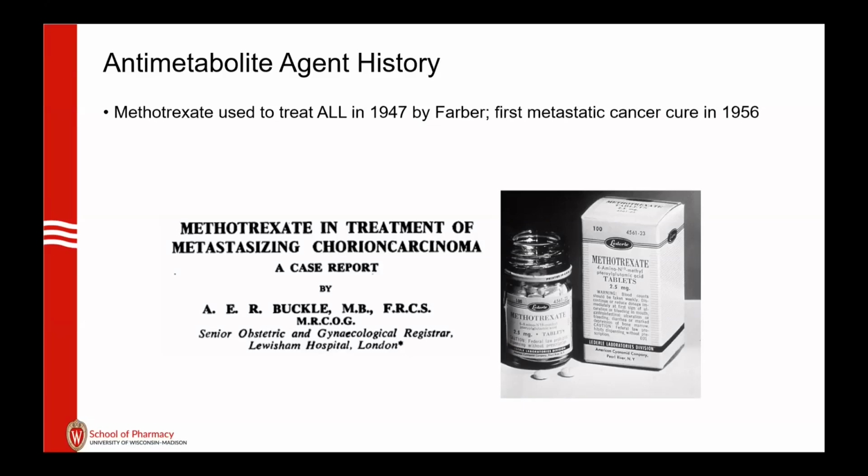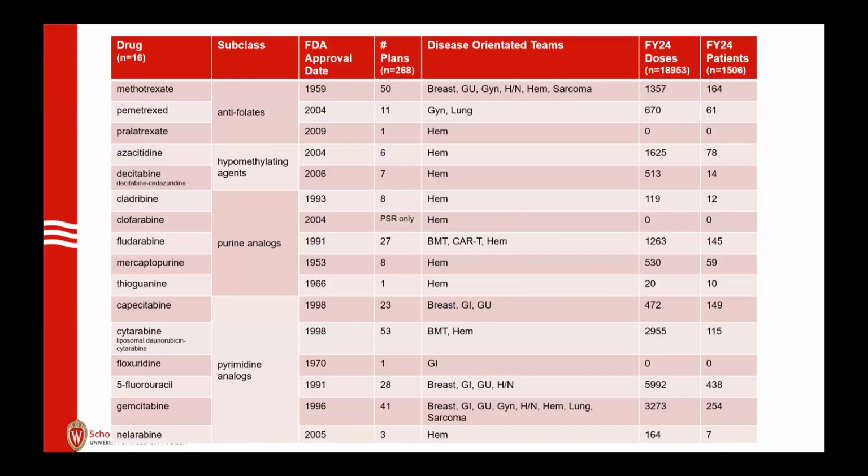Okay, on to antimetabolites. First used in 1947, the first metastatic cancer cure in 1956, which was ALL. Very exciting. 16 drugs here. As you can see, it's kind of similar, almost exactly the same, in the 18,000 range for doses per year. A little bit fewer patients, so 1,500 instead of 1,800, and a little bit fewer treatment plans, 268 instead of 350. But the medicines that are commonly used are used in all the big disease states.